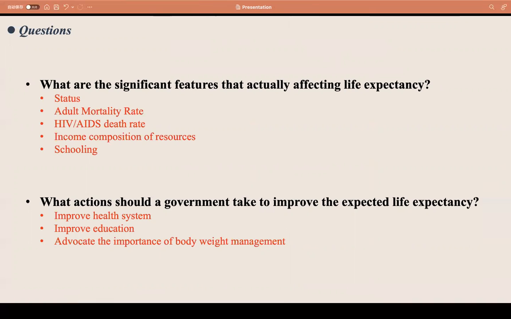And the second question is, what actions should a government take to improve the expected life expectancy? From the model, we can say that the government should focus on improving the health system, education level, and advocate for people the importance of body weight control.